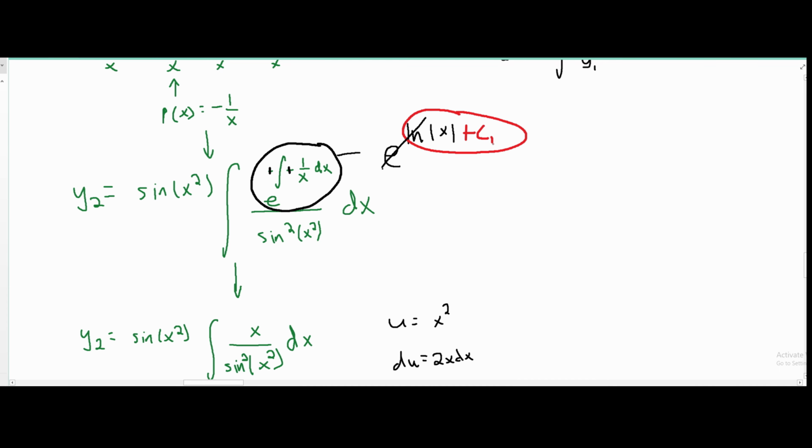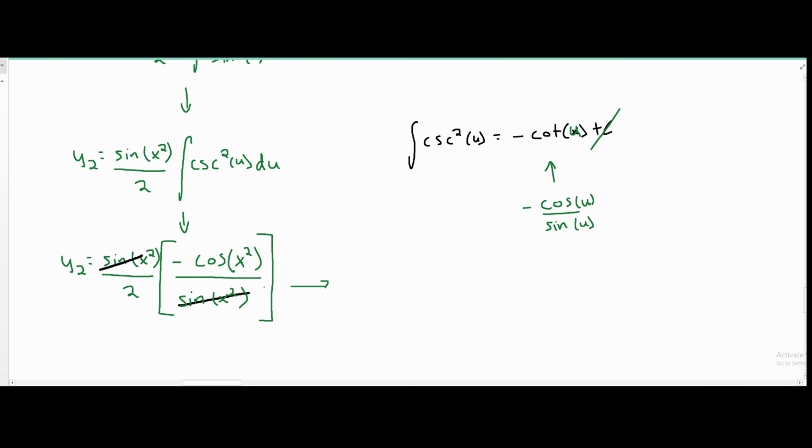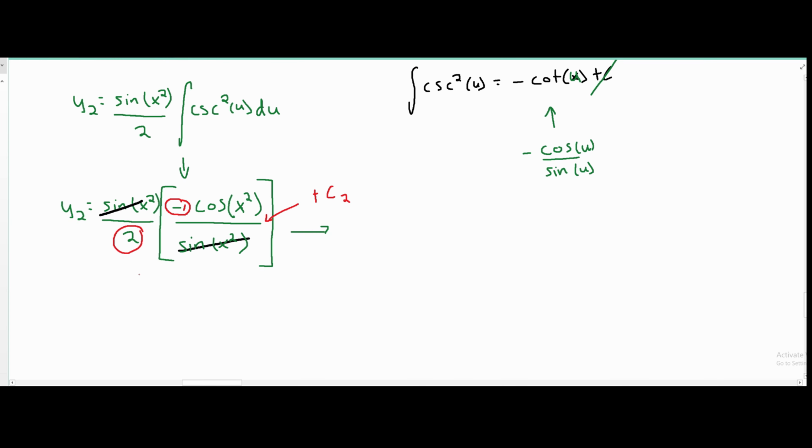There should be a c here. There should also be a c after taking this integral inside here, but there isn't because we're not looking for the constants. So what this means is that this -1 constant, and this 2, so -1/2, goes away because it is absorbed into the constant. So we're left with our final answer being y2 is equal to cosine of x squared.